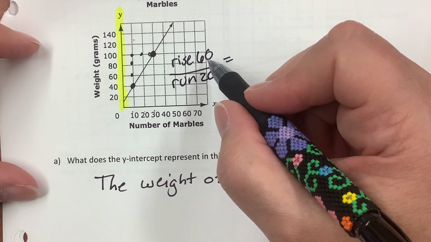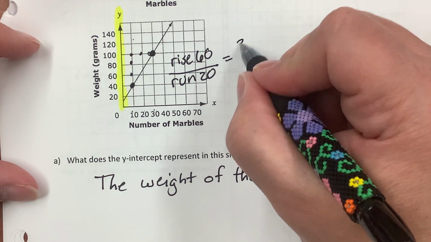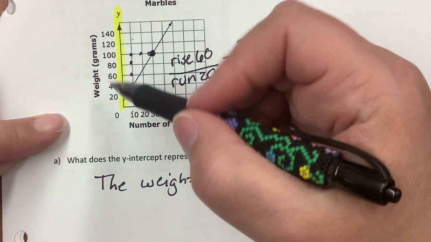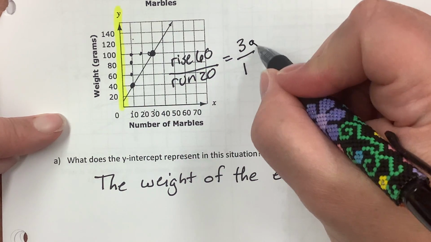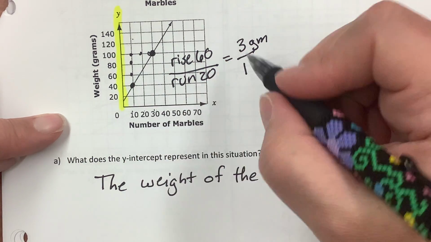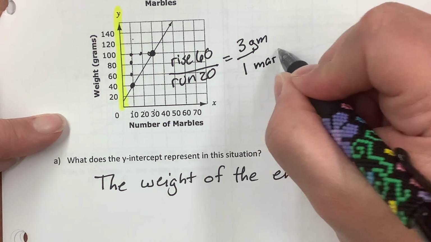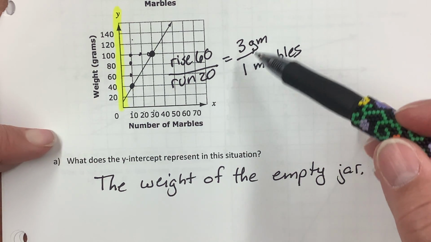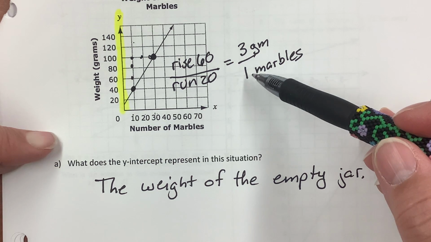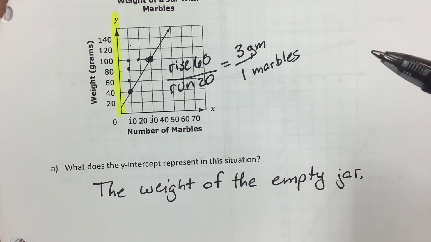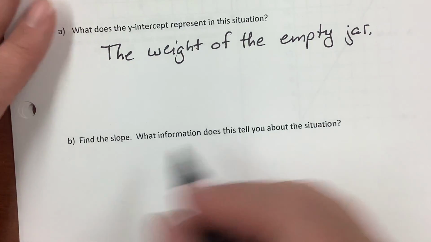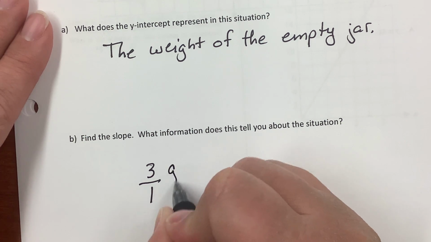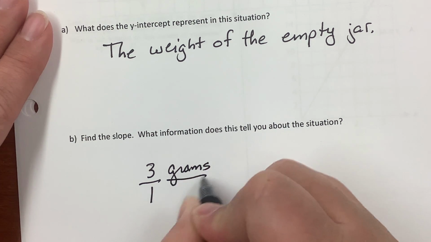So if I divide 60 by 20, I get 3. But what does that mean? Well, weight is the rise, so it's grams over number of marbles on the bottom. So what is this telling me? The slope is telling me grams for one marble. It's 3 grams for one marble. Oh, that's the weight of one marble. So slope is 3 over 1, and it's grams over marbles.